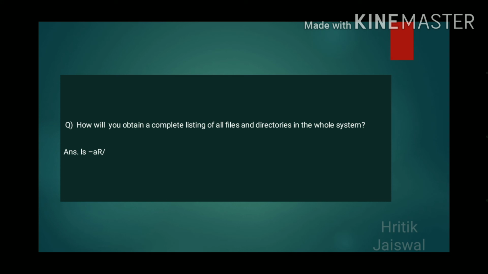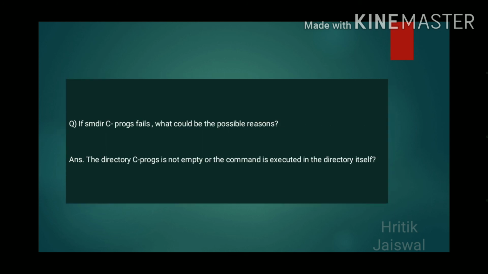Now the third one: how will you obtain a complete listing of all files and directories in the whole system? Answer is ls -aR slash. And the fourth: if rmdir procs fails, what could be the possible reason? Answer is the directory procs is not empty or the command is executed in the directory itself.